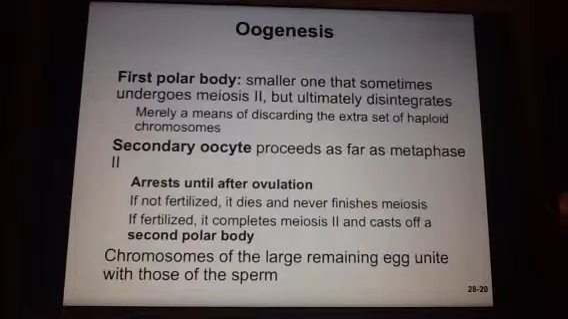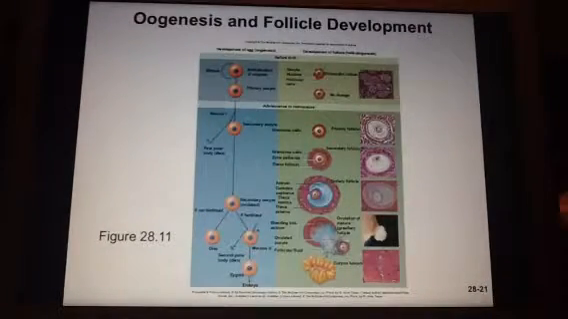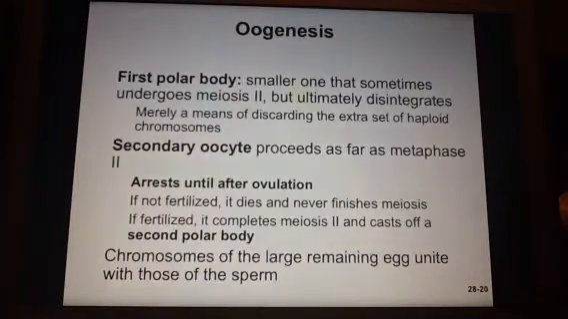I'm going to jump to a picture. There we go. We're on the left-hand side in the blue. You can see at the end of meiosis 1, we have one really big cell and one little tiny cell. The big cell is called the secondary oocyte, and the little one is called the first polar body.